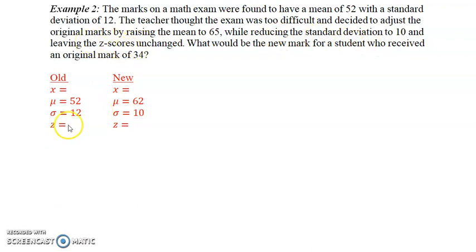The Z-score is going to remain unchanged, so we're going to calculate this Z-score because it asks what would be the new mark for a student who received an original mark of 34. So the original mark is 34, that's X. The new mark is what we're looking for in the second set of data, but first we have to find the Z-score in the old and then keep them the same. So this Z-score is going to equal this Z-score. First we're going to take the old data and calculate the Z-score.